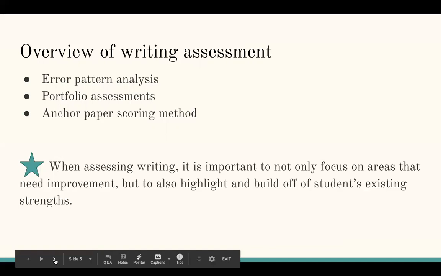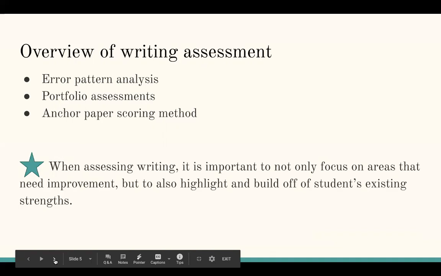Portfolio assessments assess an authentic collection of student work over time. Portfolio assessments are a holistic approach because they focus on the process of learning. Portfolio assessments enable special educators to communicate with various stakeholders regarding the student's progress.